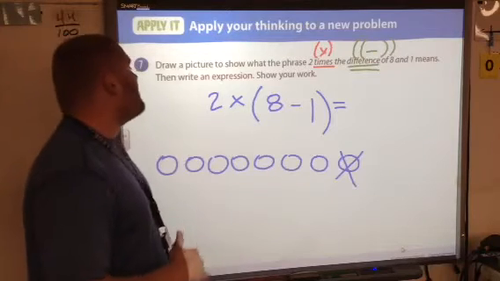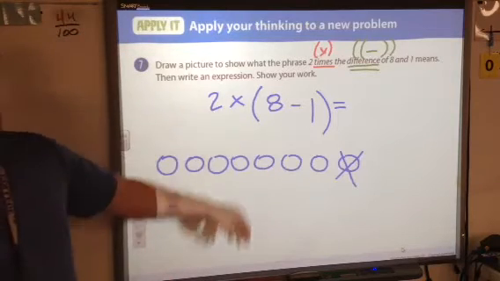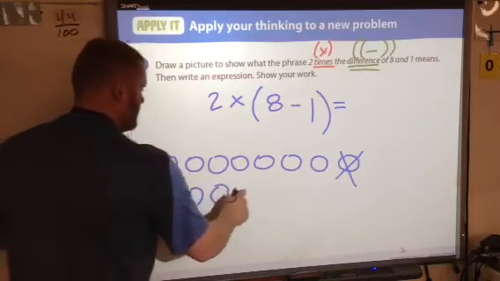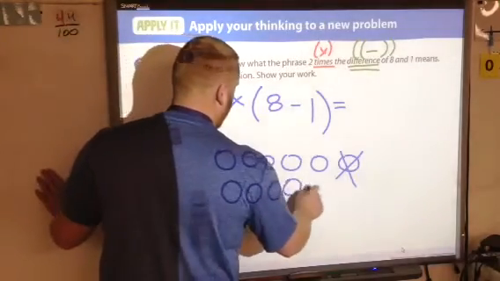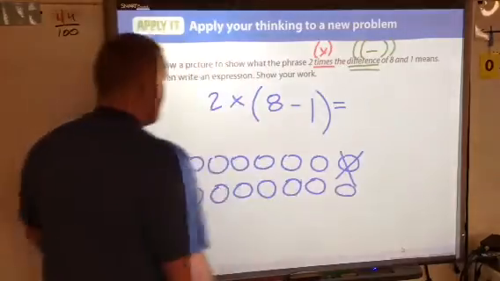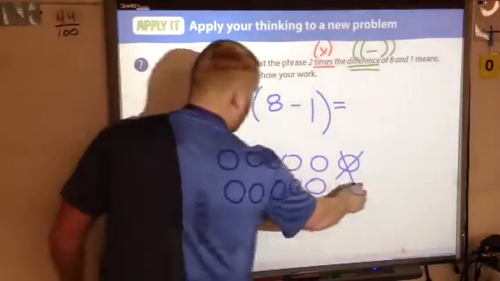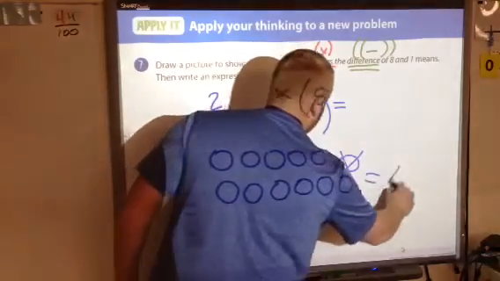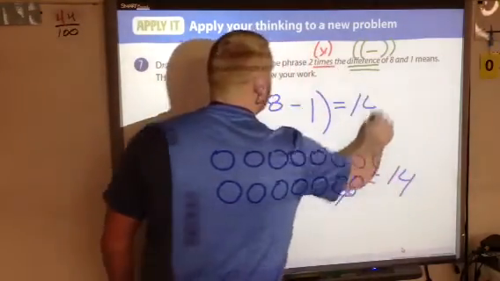Awesome. Alright, but we need to multiply that by 2, so I need to have it 2 separate times. So I would redraw my 8, indicating that I'm multiplying 8 times 2, and I'm taking it away. And what do I end up with? I would end up with 14 in both.